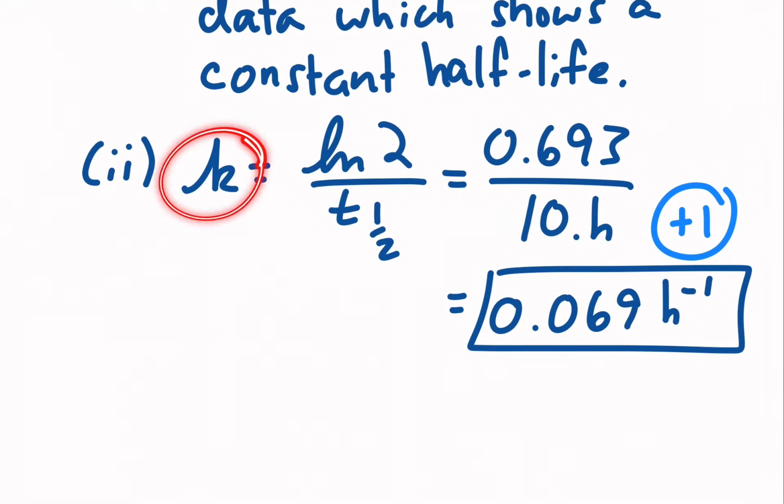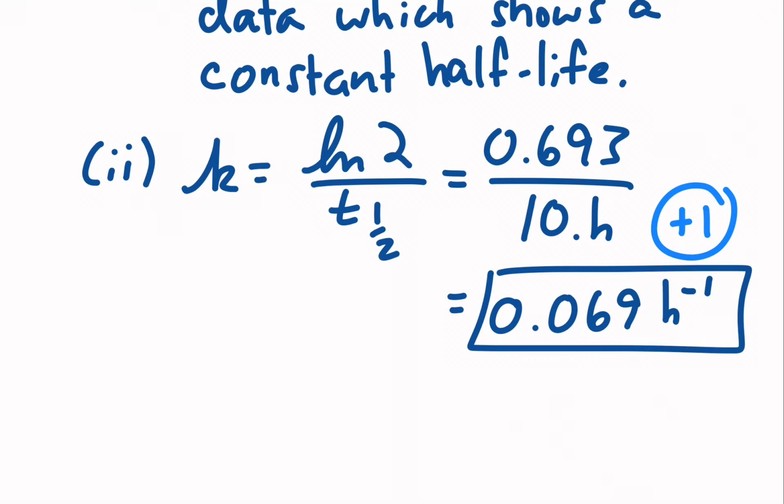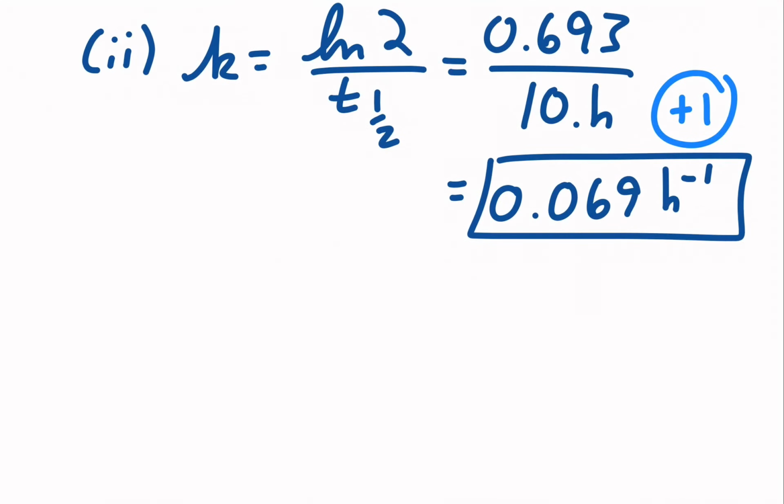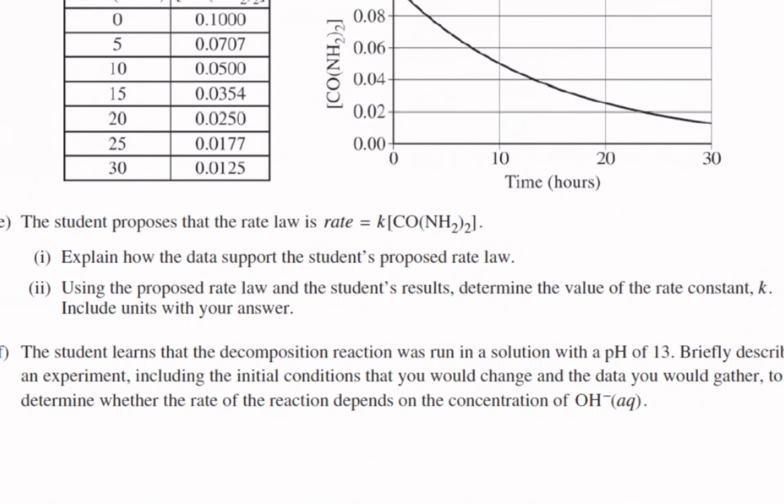Note for rate constants, that is the one time that you can guarantee the graders are going to want to see your units. Always include your units for a rate constant because they're really dependent on what your units are for the half-life if you're using this formula. They're also very dependent on just what the order of the reaction is. First order reactions, second order reactions, third order reactions, they don't all have the same units for the rate constant. Make sure you include units.